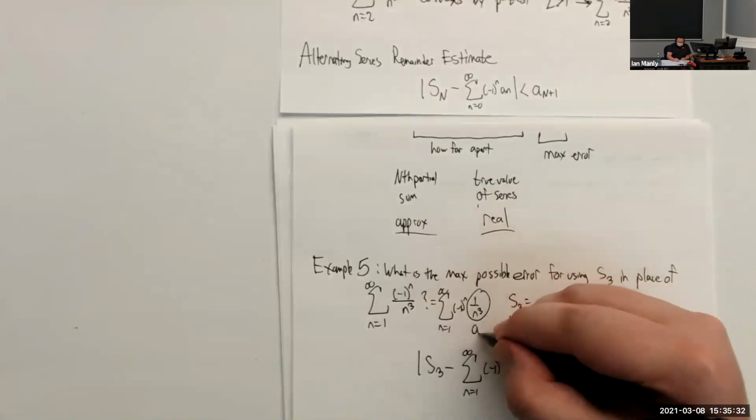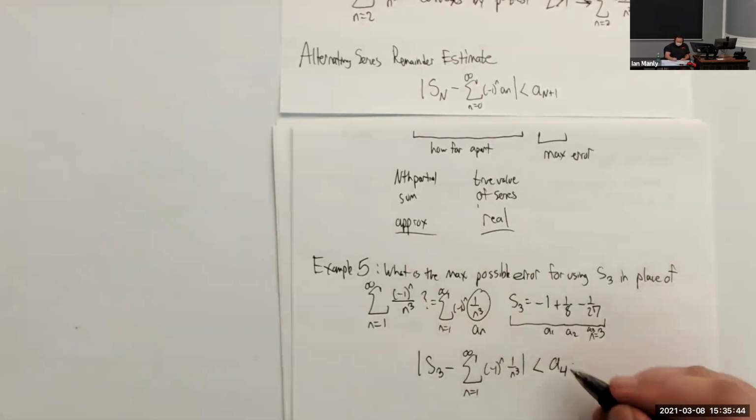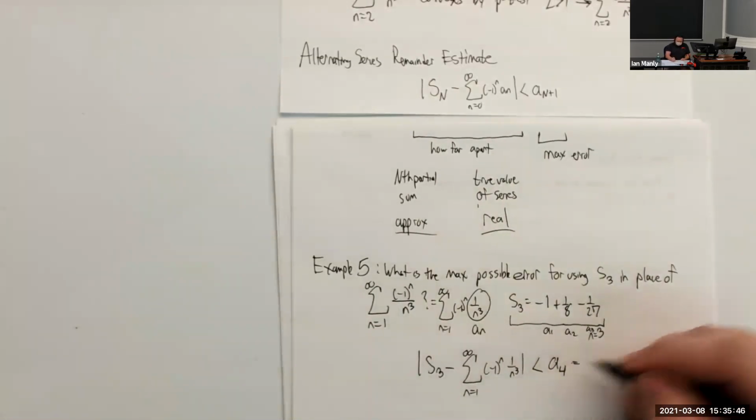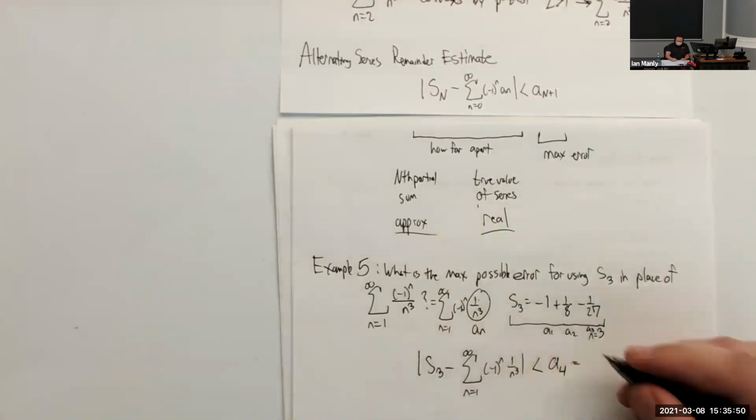So this here is A_n. A_n never includes the alternator for this, and it'll never be negative, because after all, you can't have a negative number being bigger than an absolute value right here. All right, so A4, what is that? That's if I plug in n equals 4 into this, that's going to be 1 over 64.